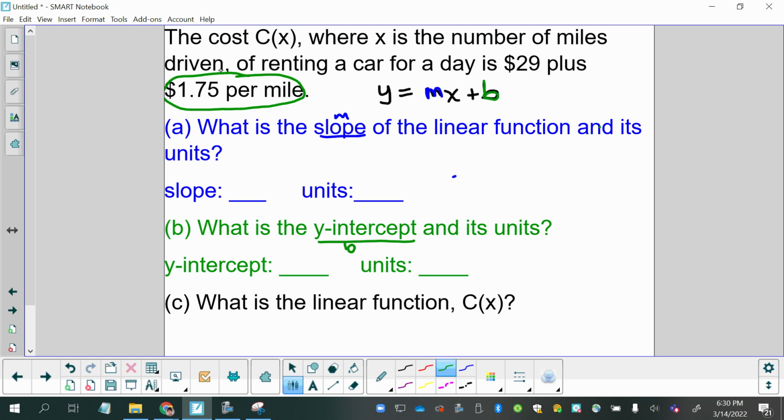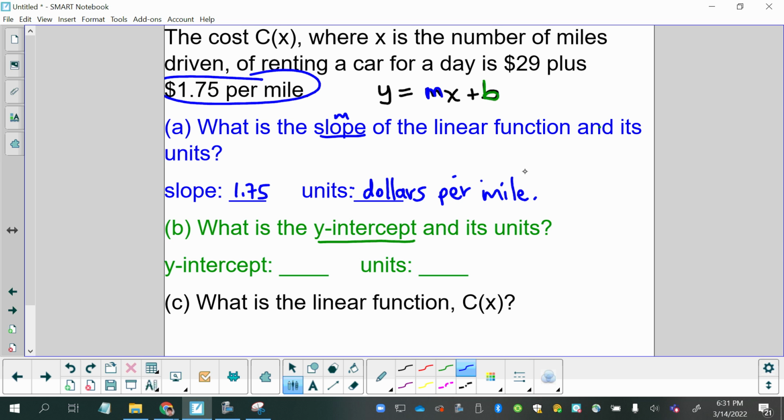In other words, every time we drive another mile, we add $1.75 one more time to our bill. So the slope is actually 1.75, and I did mean to highlight that in blue to match part A. The units are dollars, but dollars what? Dollars for every mile, per mile. Okay, so that's part A.